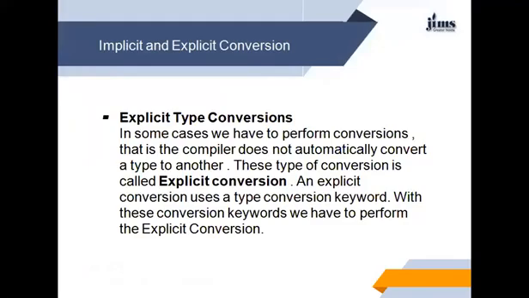In explicit type conversion, in some cases we have to perform the conversion ourselves because the compiler does not automatically convert one type to another. This type of conversion is called explicit conversion, and it uses a type conversion keyword. With these conversion keywords, we perform the explicit conversion.